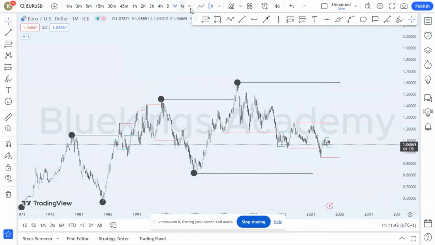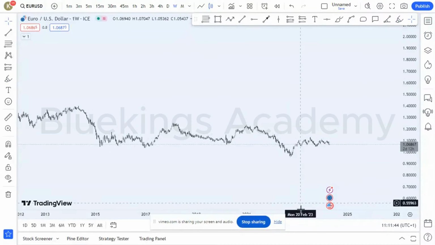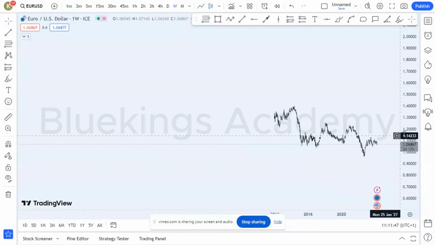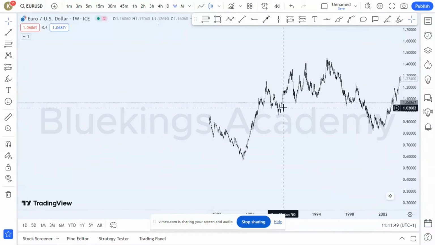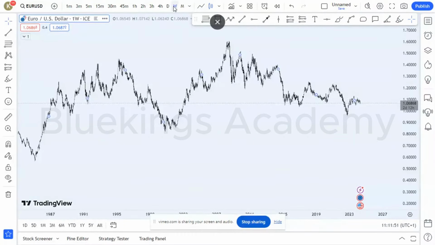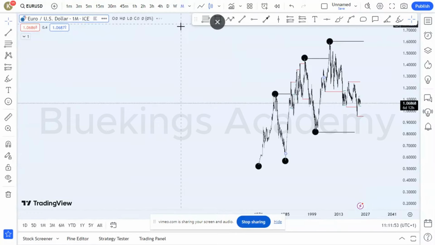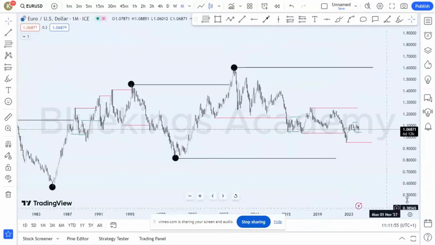So we'll go to the weekly charts now. Because you set all of them on the monthly chart, the weekly chart is supposed to be plain like this. There shouldn't be any drawing showing on your weekly chart. So now let's go back to monthly. There's something I want to show you.